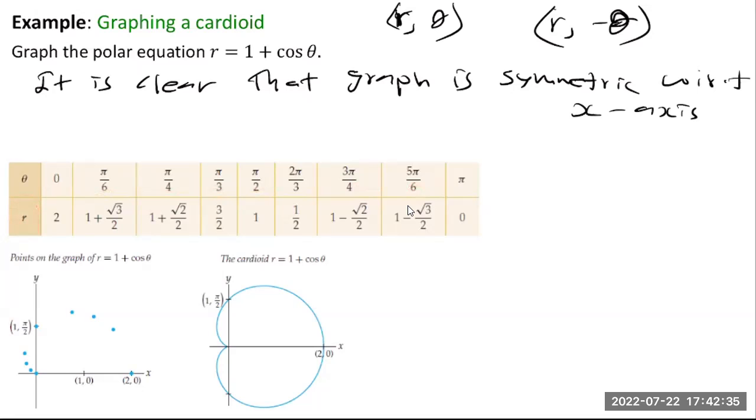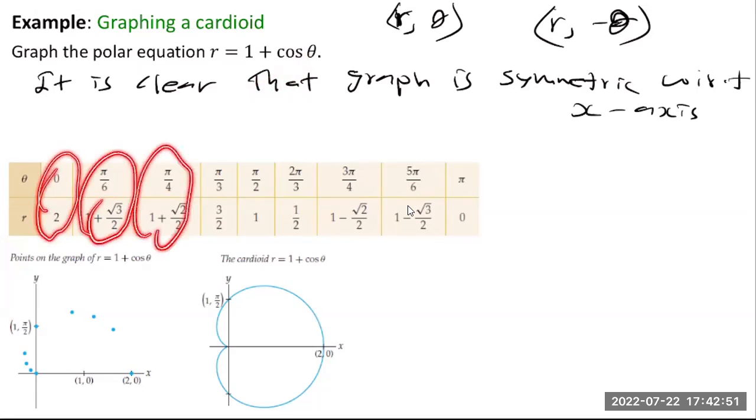To compute r, you plug this theta into the function r is equal to 1 plus cosine theta. You plug in theta equal to 0 here to find the first value, that will be 2, and then you plug in this angle here, and so on and so forth. That will give us a set of coordinate pairs. These are the set of coordinate pairs.